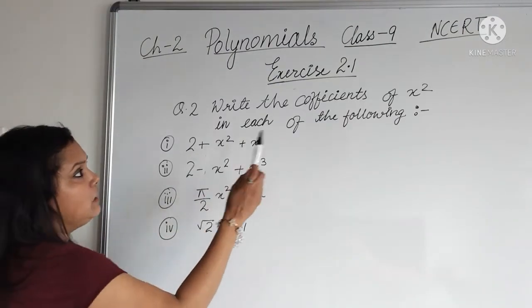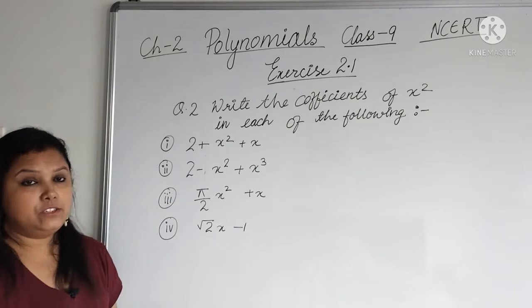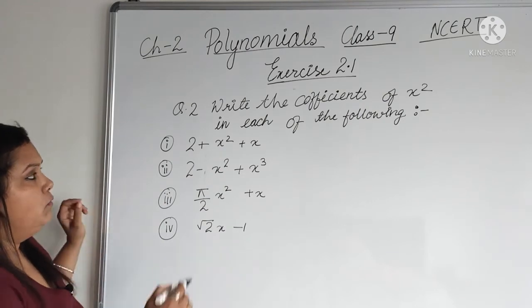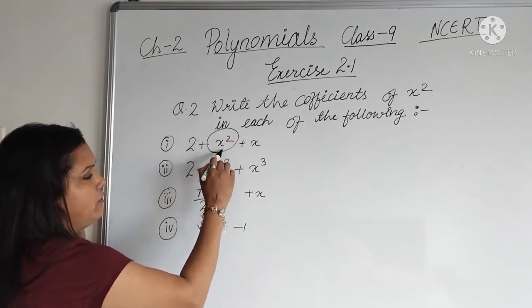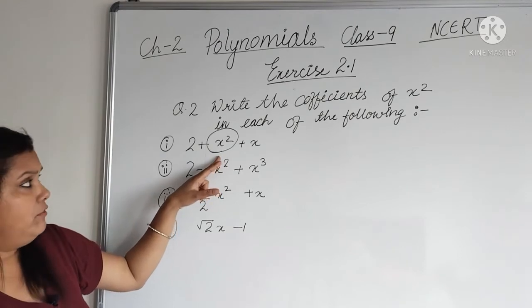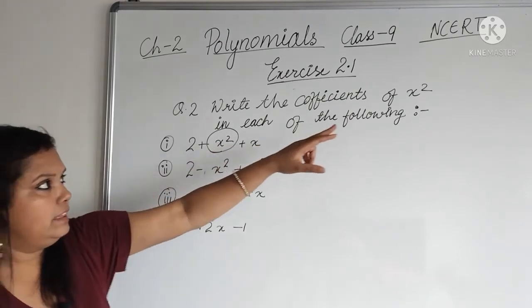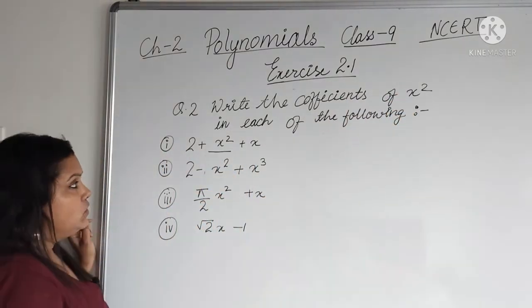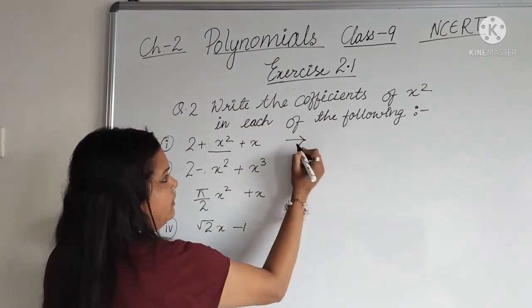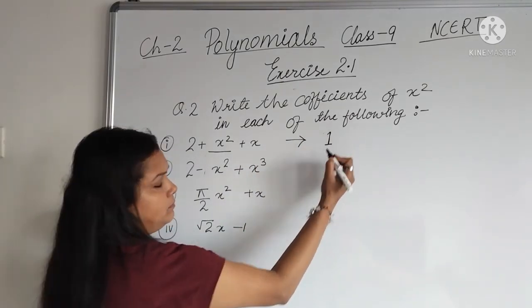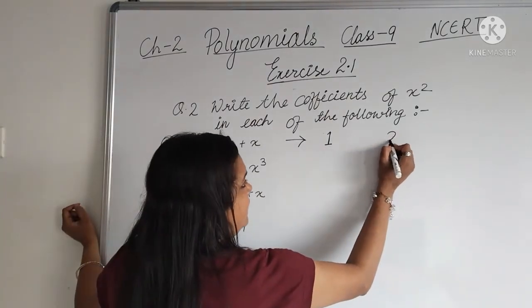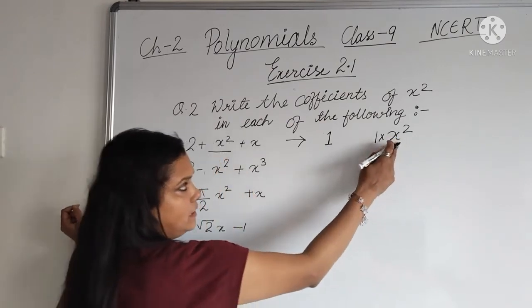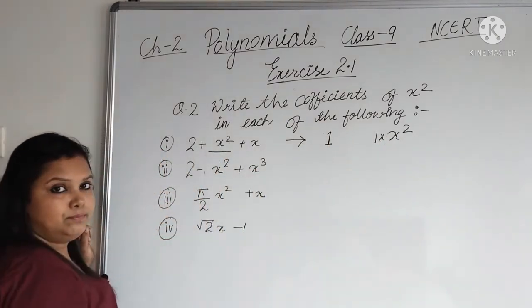Question number 2. Write the coefficient of x square in each of the following. 2 plus x square plus x. Now here what will be the coefficient of x square? We have to see the variable part where the power is 2. They have asked about only x square. So we have to see only x square. Okay. So here the coefficient will be 1. Why 1? Because nothing is there before x square. That means we can write 1 multiplied by x square and this is 1, your coefficient.